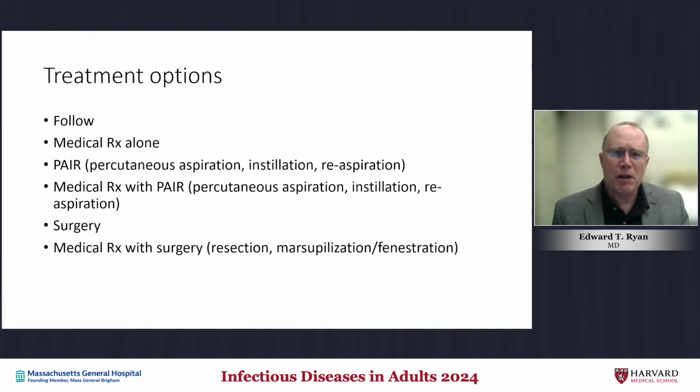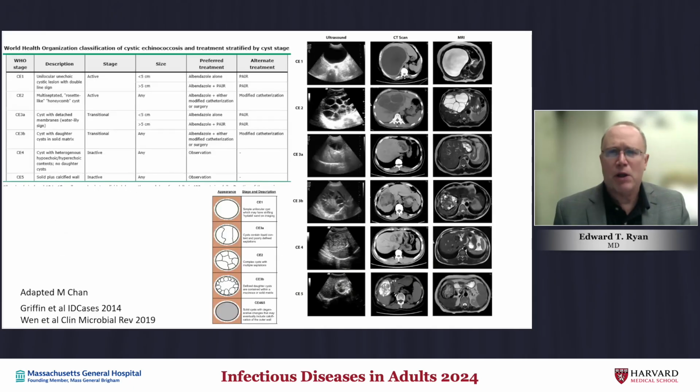So what are your treatment options? Some people you can follow, some people you can give pills, some people you can approach radiographically with what we call PAIR, which is percutaneous aspiration, instillation, and reaspiration. Some people will combo that with medical. Some people will take to surgery, and some people will combo surgery with medical. And so how do you figure out which one you want to do? Once again, have a low threshold for calling in people who have experience with this parasite.